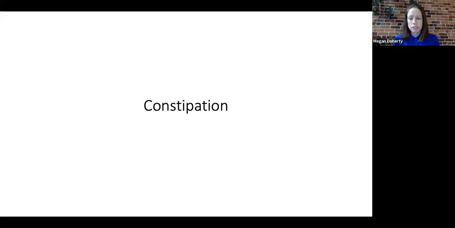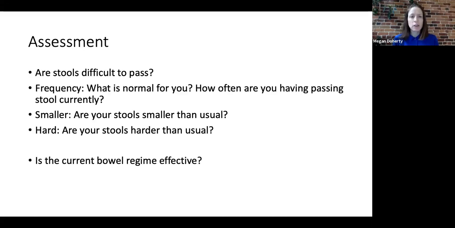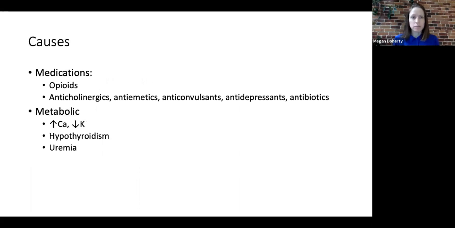Let's go on and talk about constipation. We need to assess this with the following questions. Are the stools difficult to pass? Is the frequency of stools normal for the child, or are they passing them at a different frequency? Are the stools smaller than usual or harder than usual? And if there's a bowel regimen in place with stool softeners and laxatives or other items, is this effective?